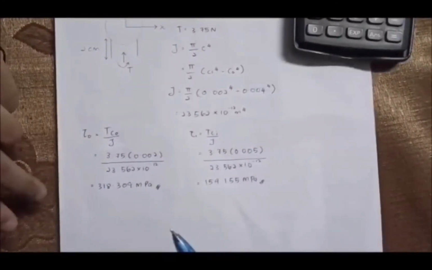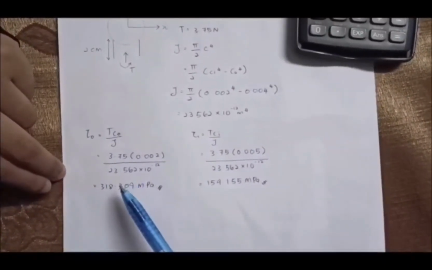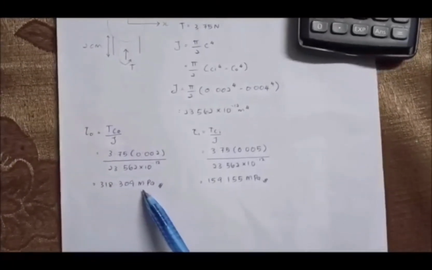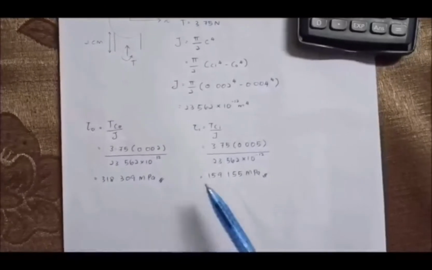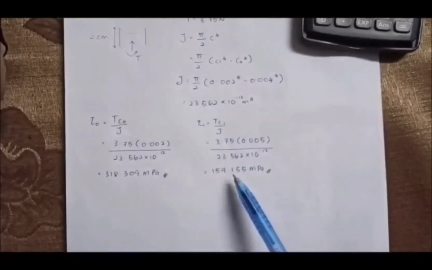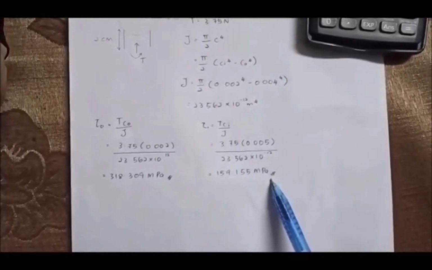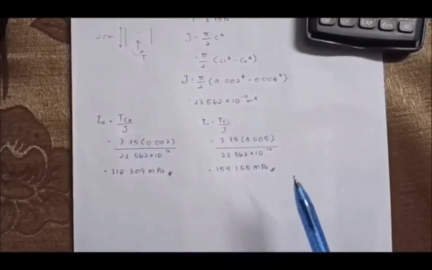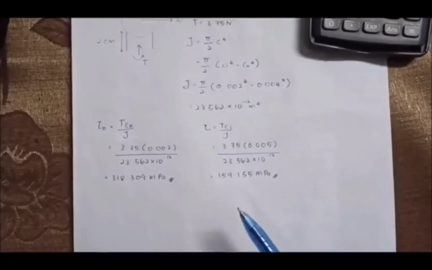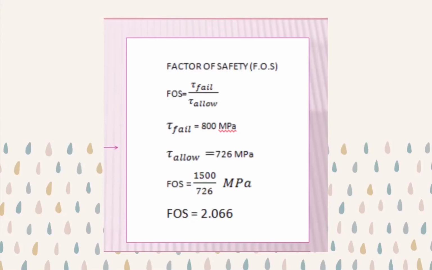Okay, for the first shear stress, we calculate and we get the answer 318.309 megapascal, and for the second shear stress we get 159.155 megapascal. So this is the calculation of torsion based on actual structure that we get. Thank you. Next, I will explain about factor of safety.